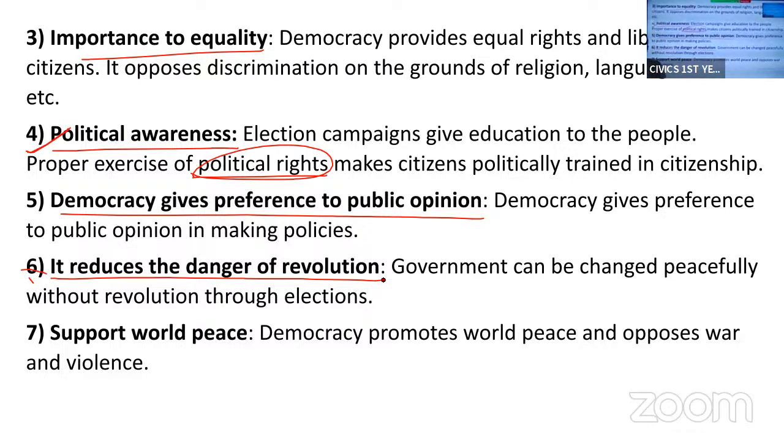And democracy supports world peace. It promotes world peace. It is against war and violence. I hope I'm clear with this.